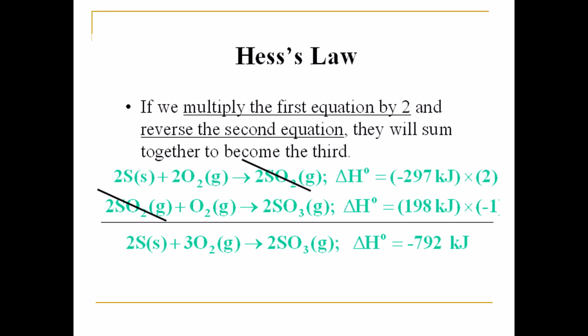And this shows you exactly what we did again. We multiplied the first equation by 2 because we needed twice as many sulfurs, we needed more oxygens. And then we flipped the second equation so that we had the SO3 on the correct side. We did the same manipulations to delta H, so multiplied the first one by 2, multiplied the second one by negative 1, or flipped the sign, and then we added everything together to give us our answer.